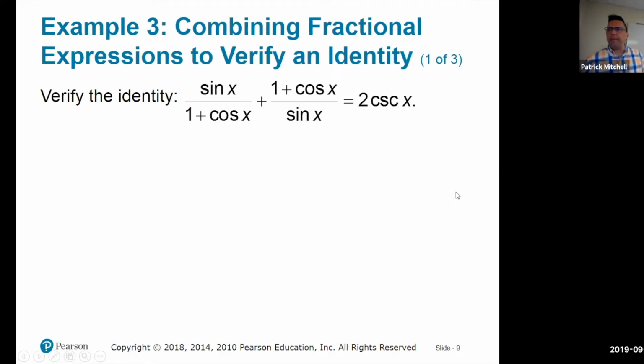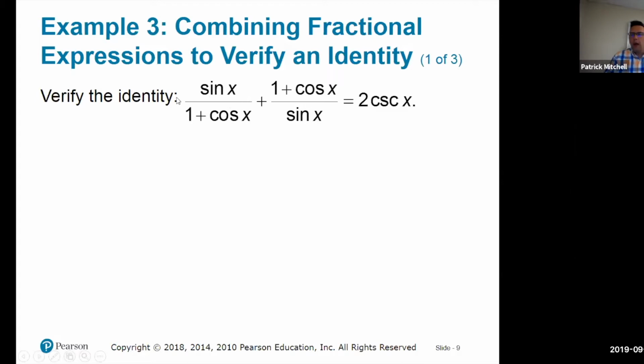Okay, example 3, combining fractional expressions to verify an identity. This was exactly the reason that in section P6, I wanted to review adding and subtracting rational expressions. Okay. So we want to verify this identity, sine x over 1 plus cosine x, plus 1 plus cosine x over sine x. Supposedly that is equal to 2 cosecant x. Wow, how does that happen? Well, we'll start with the side that's more complicated. Can we all agree that that's this side?